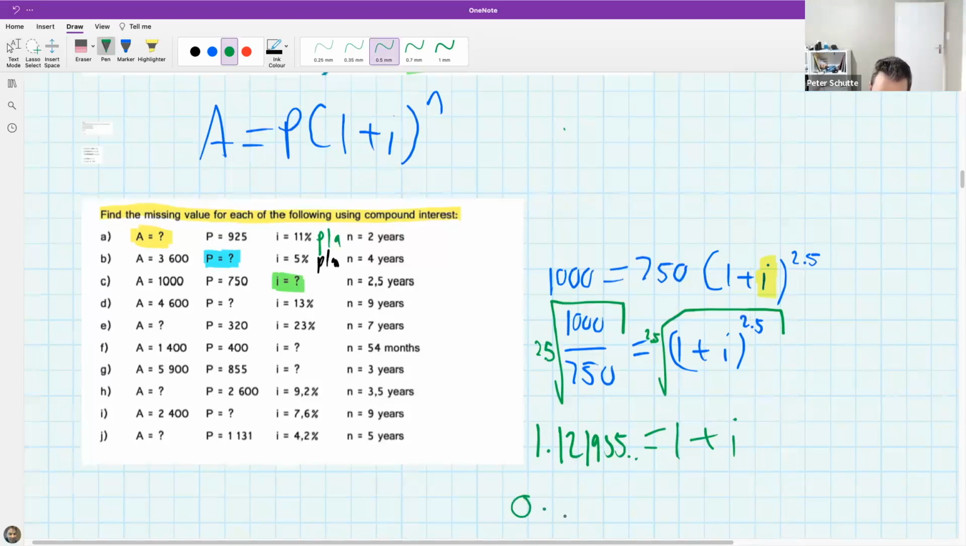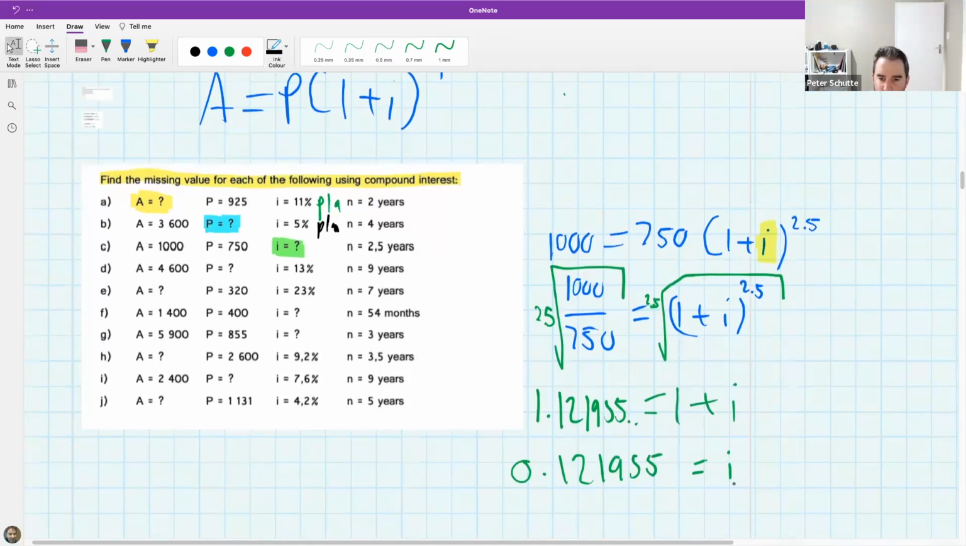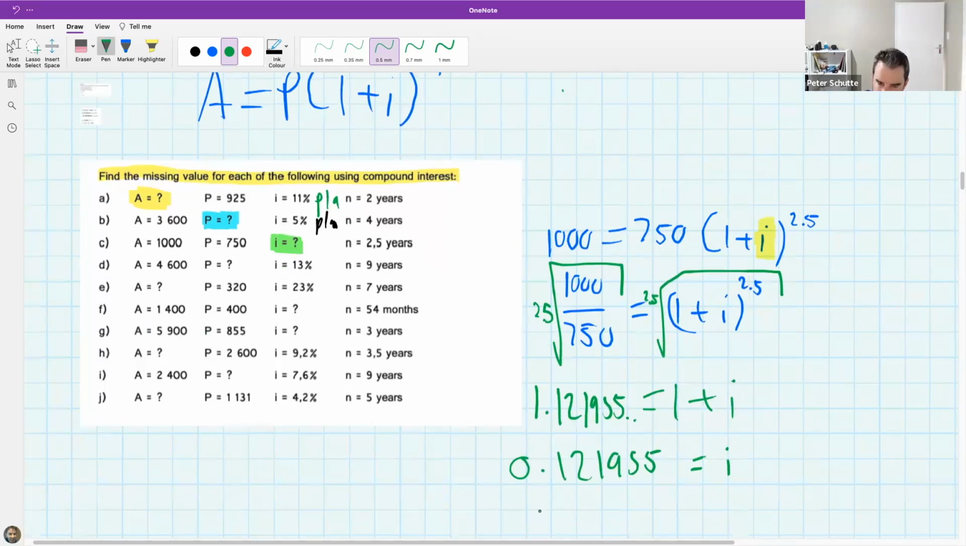But when I take away 1 from that, then my i is going to be 0.12195, and so on. And normally, if we write it as an interest rate, we write it as a percentage. So at that point, it would be 12.20% per annum.